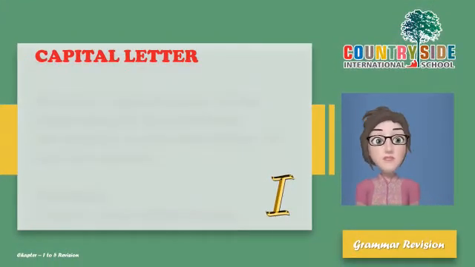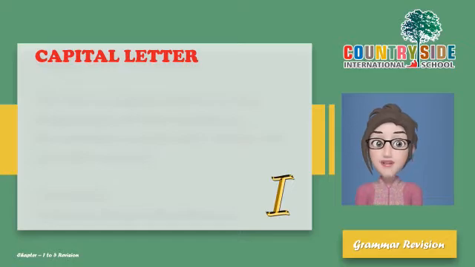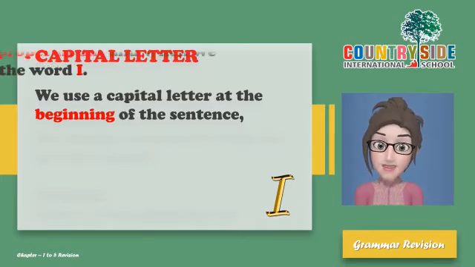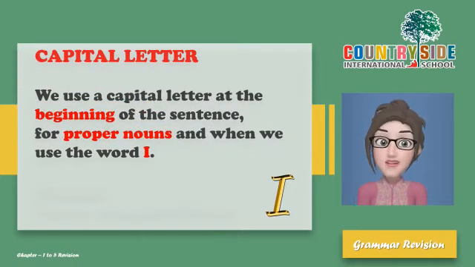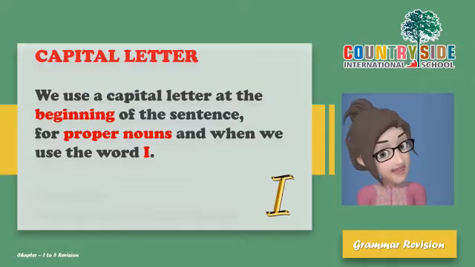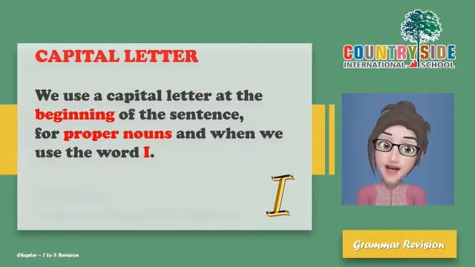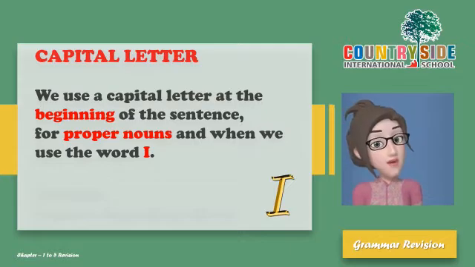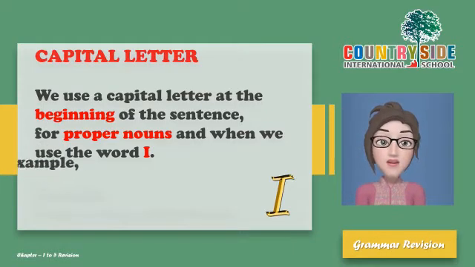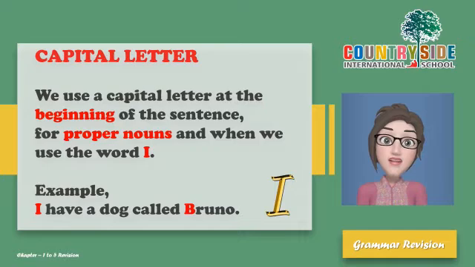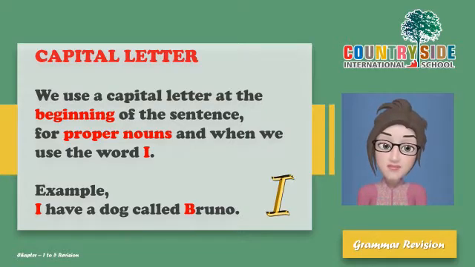Now, in what places do we use capital letter? We studied that too. We use capital letter at the beginning of the sentence and for proper nouns. What are proper nouns? Special names of person, place, animals and things. You learnt in English grammar too, right? And the letter I is always capital. Let's see an example. I have a dog called Bruno. What is the name of the dog? Bruno. So it is capital. And I, it's in the beginning also and it's always capital.